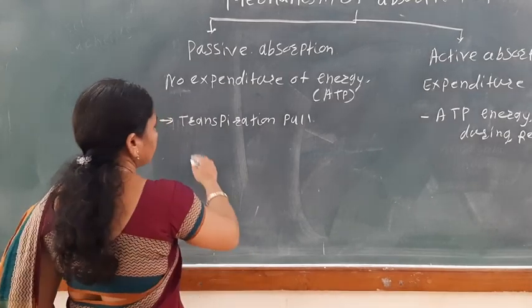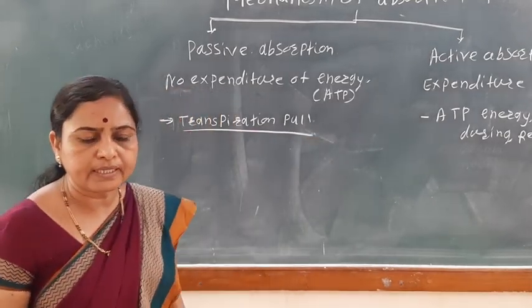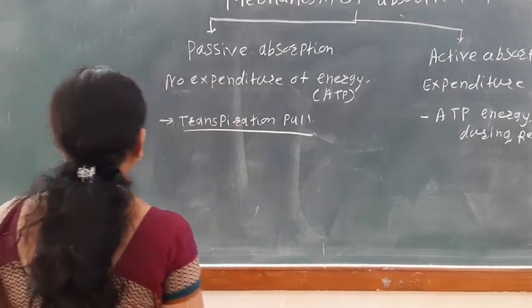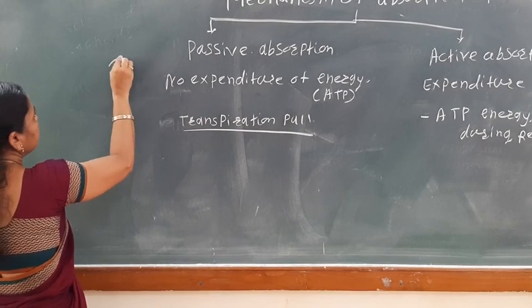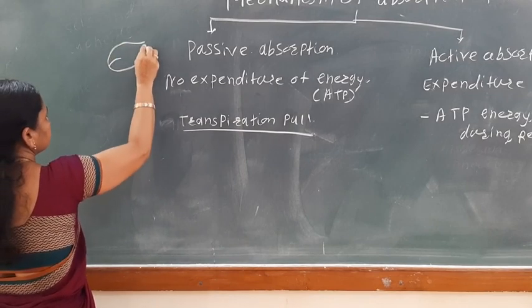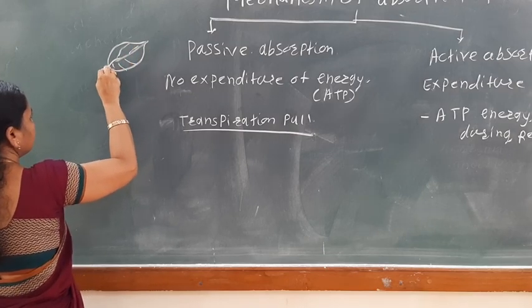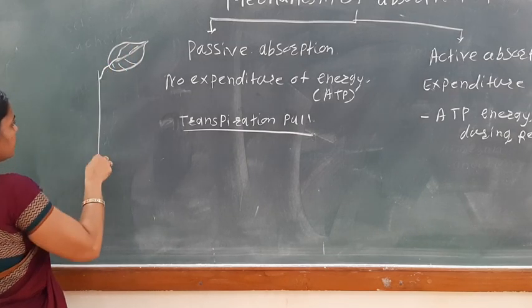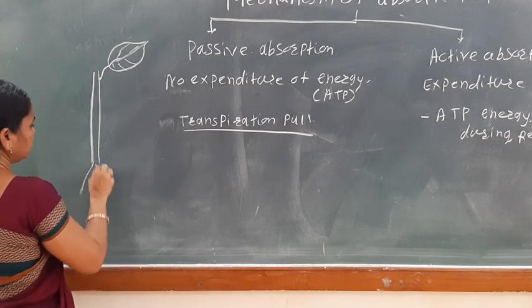One most important thing is what is meant by the transpiration pull. First we see how the transpiration pull works. Here is the leaf, and then this portion is of the stem, and here are the roots.